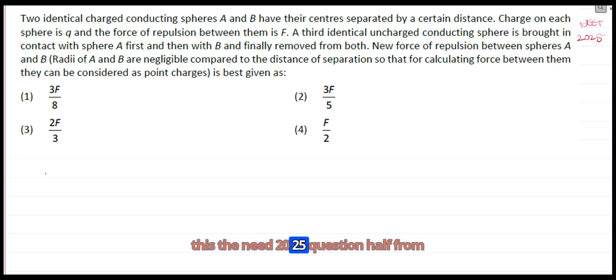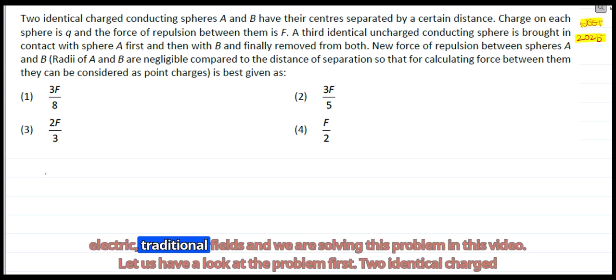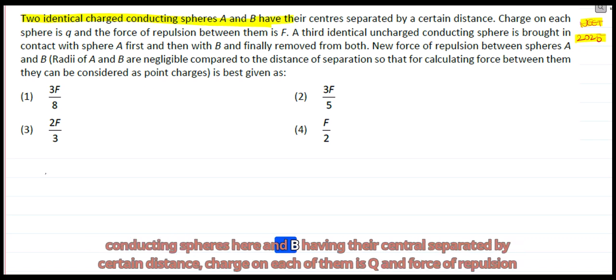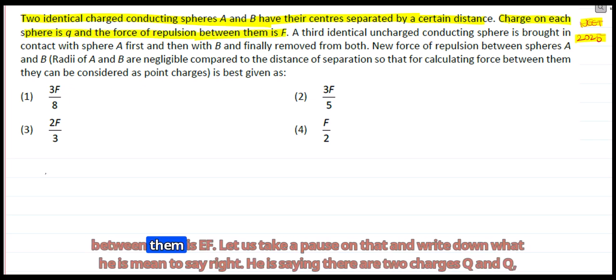This is the NEET 2025 question from electric charges and fields, and we are solving this problem in this video. Let's have a look at the problem first. Two identical charged conducting spheres A and B having their centers separated by a certain distance. Charge on each of them is Q and force of repulsion between them is F.